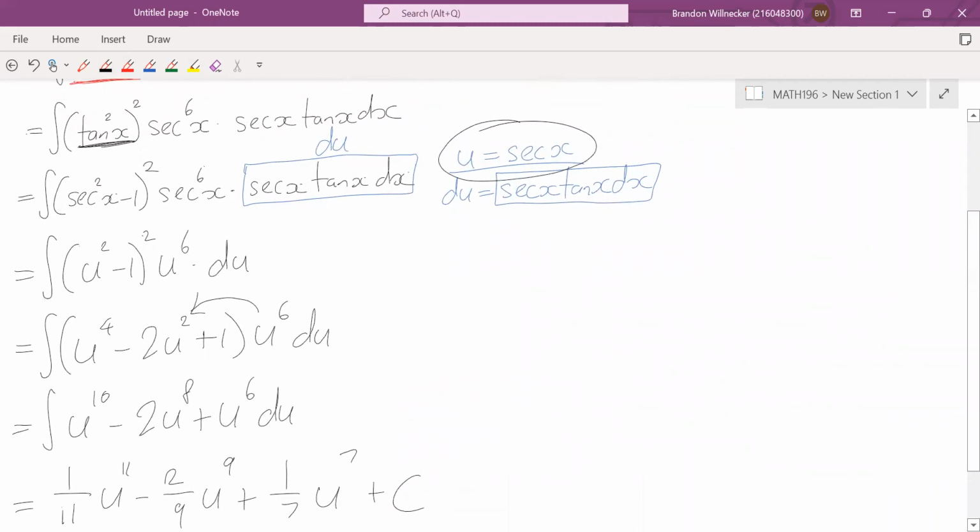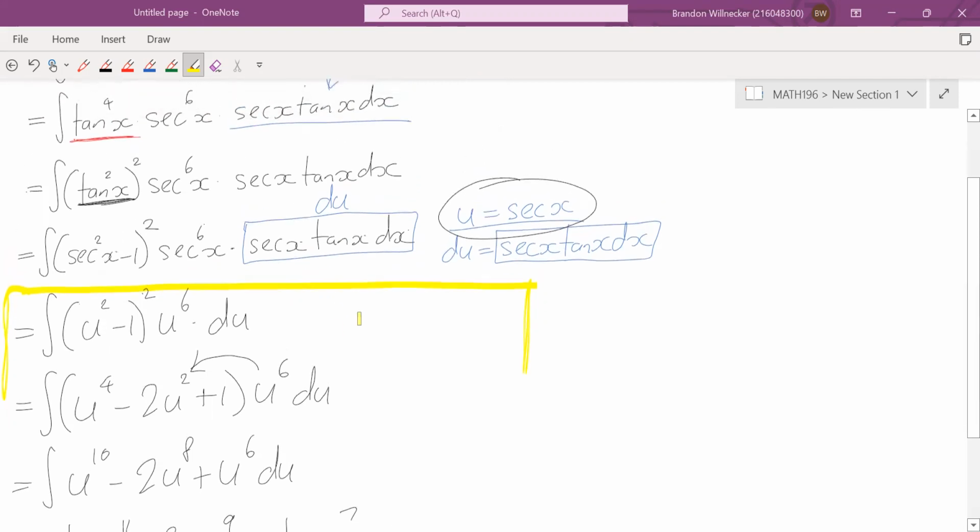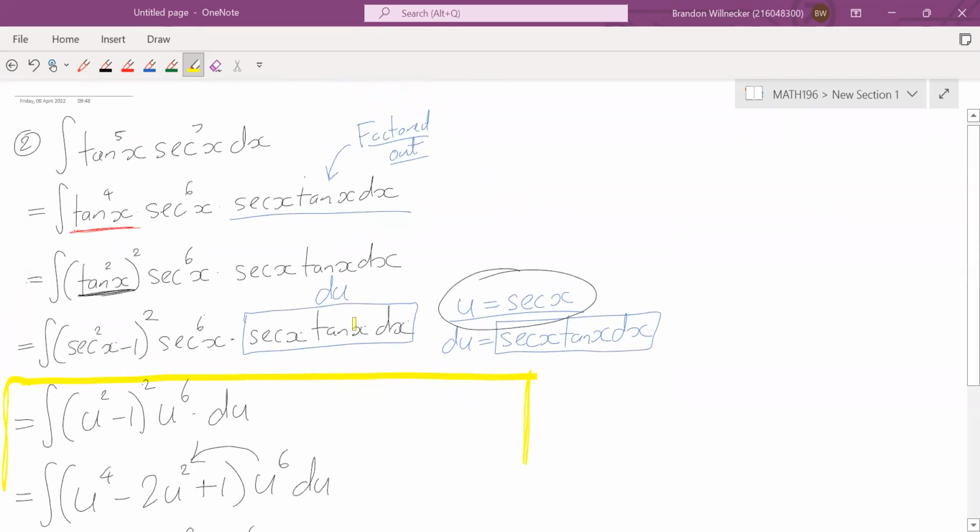Okay, so everything after this bit over here, everything going on from there, is just the normal power rule kind of stuff. You just simplify it so you get a polynomial in terms of u and then do your power rule. The only part that you need to focus on is this beginning bit.